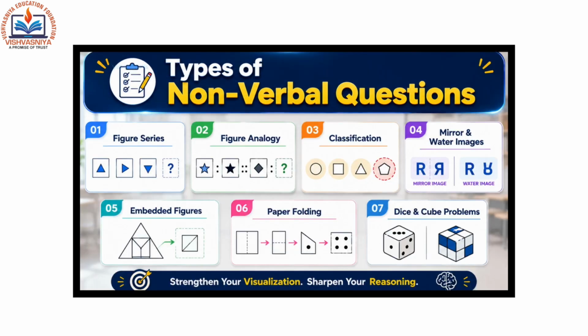There are many types of non-verbal reasoning questions. Figure series asks what comes next in a pattern. Figure analogy checks transformation rules. Classification asks you to find the odd one out. Mirror and water images test reflections. Paper folding and cube problems test visual imagination.